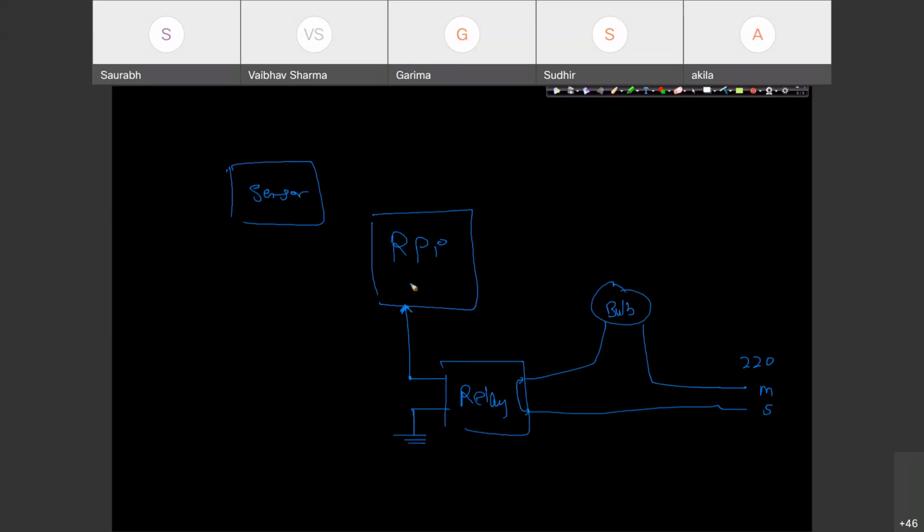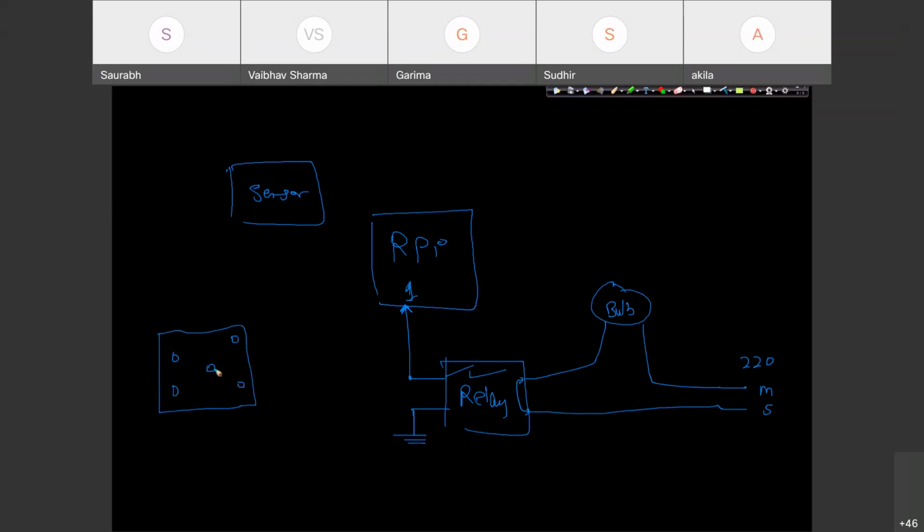If I give one from the Raspberry Pi to this relay, the connection between these two terminals will be established. And this is the working of a relay. If you separately ask me how this relay works, I can tell you. Here we have, suppose, three terminals like this, and two terminals for output.